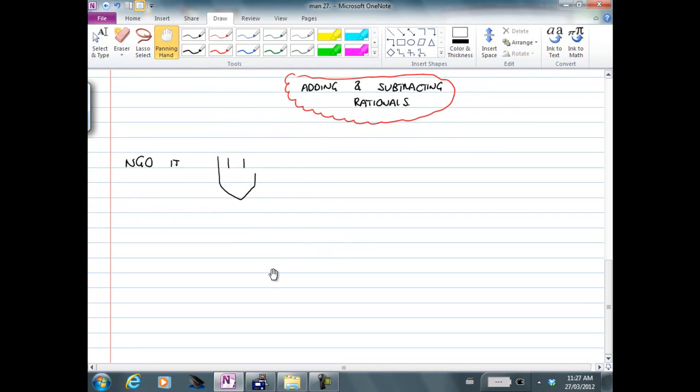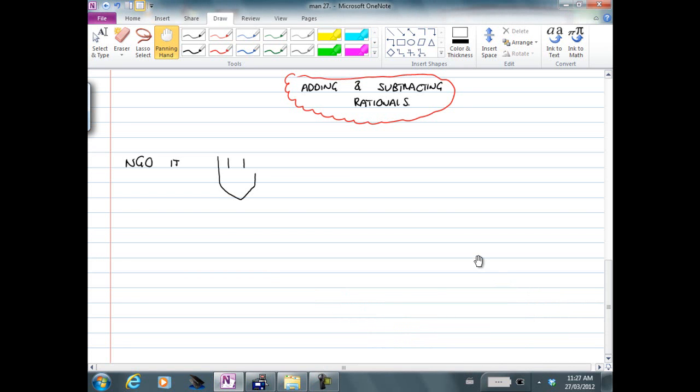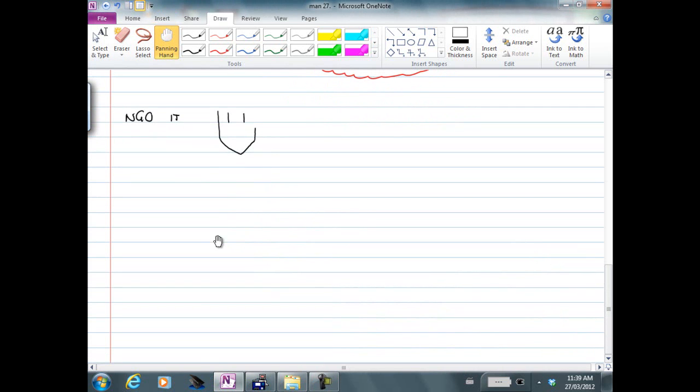Adding and subtracting rationals. Now, in order for you to do this, it goes back to grade 8 when I taught you how to add and subtract rationals. So you've got to know how to add and subtract fractions. For example, kid you not, everything we've been learning is just an extension of grade 8. It's no different. 1 over 3 plus 4 over 3.